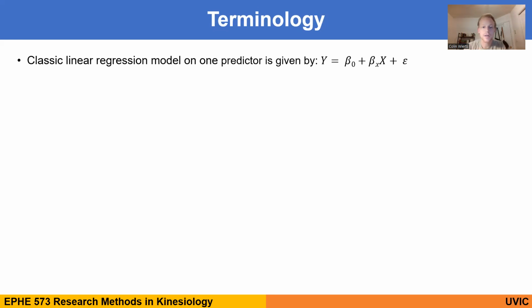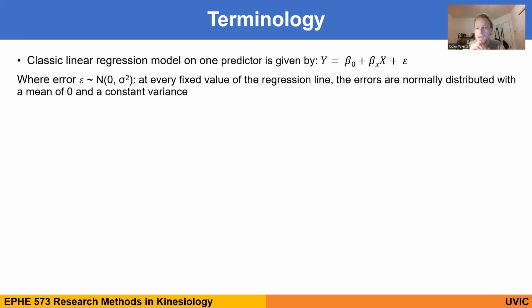So in our classic linear regression model, we have some outcome y, we have our intercept, we have our slope for our variable x, and our error. And this is some notation for representing the errors. Our errors should be normally distributed, which is what that N stands for, with a mean of 0 and a constant variance for every fixed value of the regression line. The regression line is that line of best fit, and all of the values around that line of best fit that you saw are the errors. But we'll talk more about that.